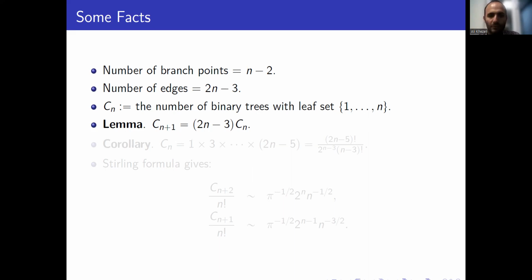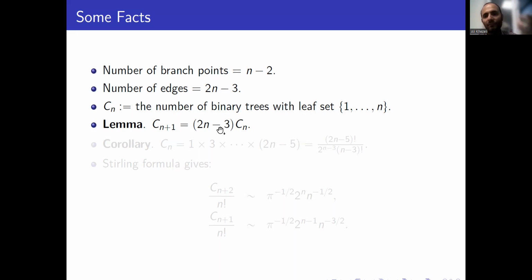I don't have a pen to draw it here, but assume we have a tree with n leaves, which is a binary tree. If we pick one of the edges and we attach a new leaf in the middle of this edge, we obtain a binary tree with n plus 1 leaves. And there are exactly 2n minus 3 ways to pick an edge and do this procedure. And this is a 1 to 2n minus 3 matching.